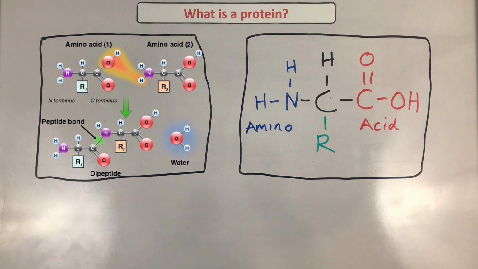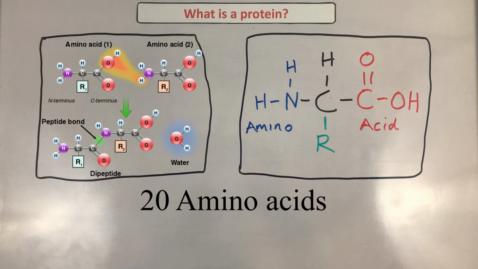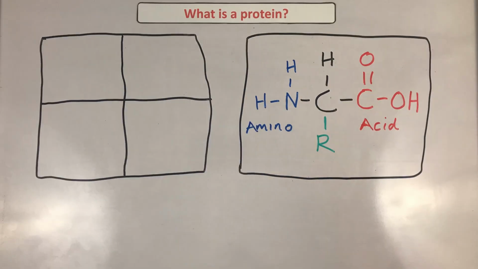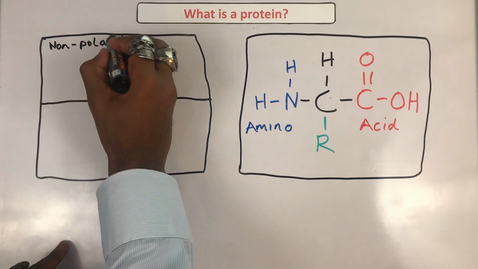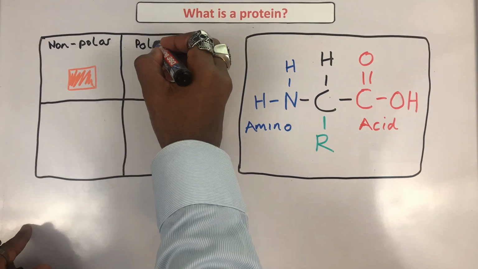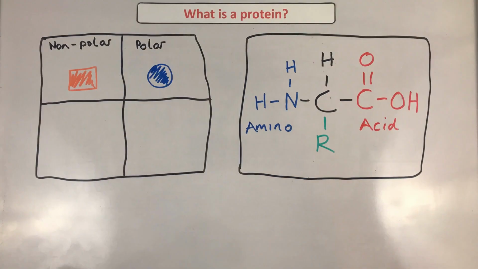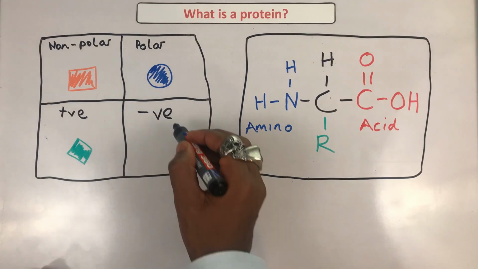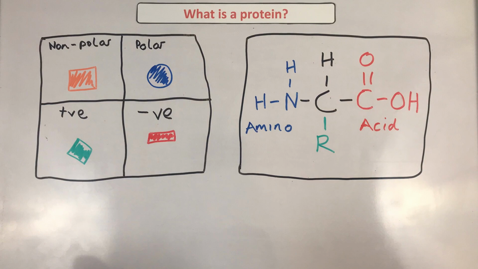You have roughly around 20 naturally occurring amino acids. Each has its own specific R group, and it's this R group that gives amino acids their special features. I'll break these into 4 main groups. Number 1, non-polar, which means there's no charge whatsoever anywhere. Number 2, polar, which means there's a slight charge on it somewhere. Number 3, positively charged, which means there's a permanent positive charge on it somewhere. And finally, number 4, negatively charged, which means there's a permanent negative charge on it somewhere.